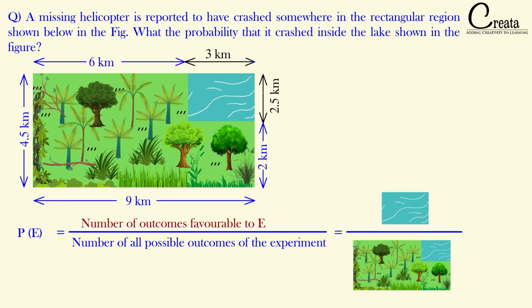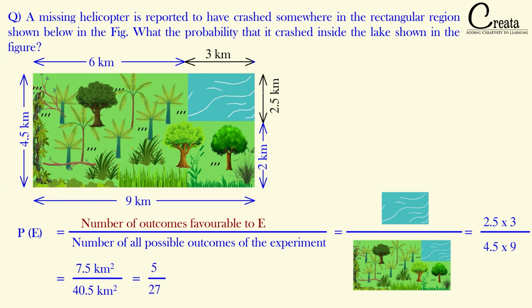Let's calculate the area of both the regions. The area of the lake will be 2.5 into 3, that is 7.5 kilometer square. And the area of the rectangular region will be 4.5 into 9, that is 40.5 kilometer square. Let's put the values and solve it. On solving, we got the answer as 5 by 27.